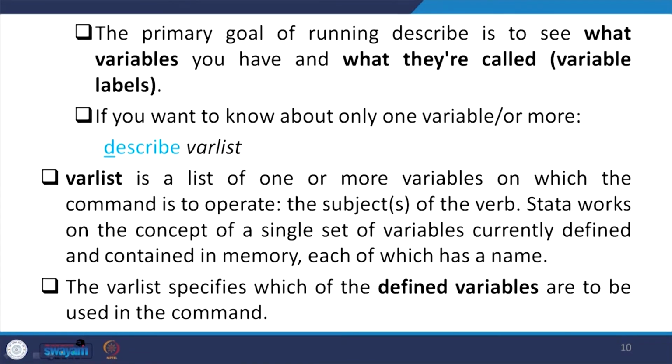The subject of the verb, or Stata, works on the concept of a single set of variables currently defined and contained in memory, each of which has a name. We have already mentioned that. Basically, this suggests that you click on the variable and you will get the list. If you want more variables, you click more variables and you will get the information. The varlist specifies which of the defined variables are to be used in the command.